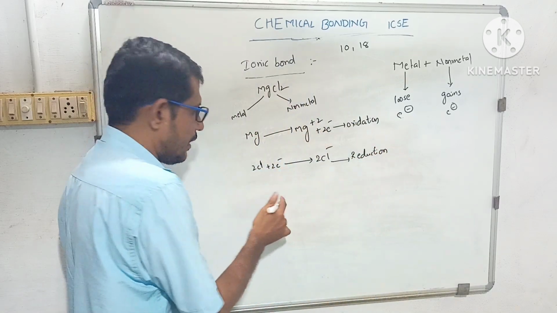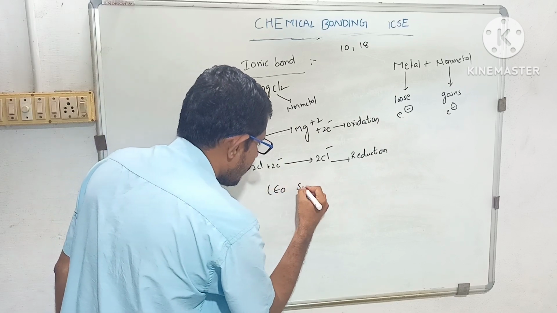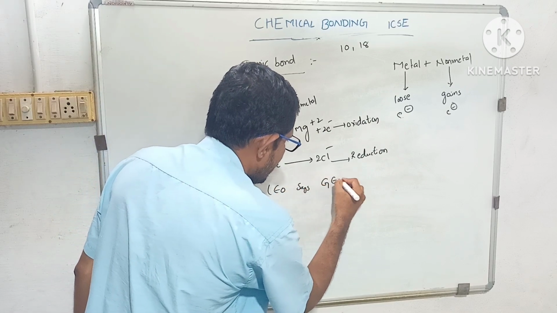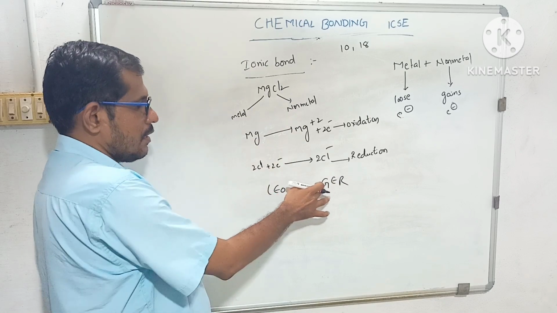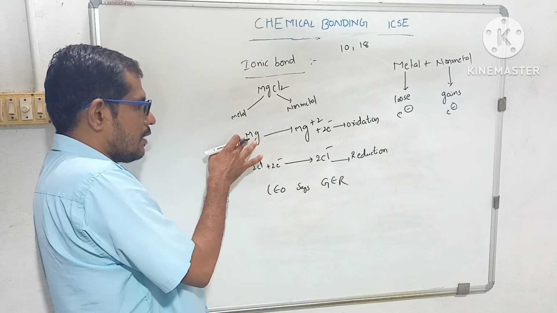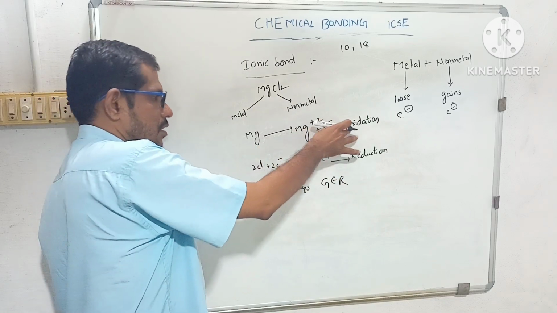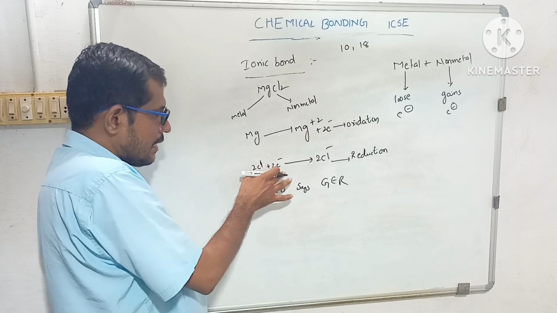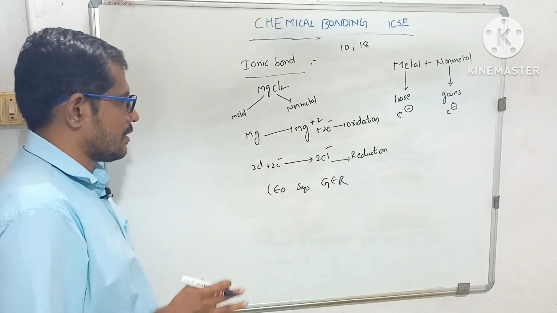I am writing again here. LEO says GER, right? Loss of electron is oxidation, gain of electron is reduction. Here Mg is losing its electrons, so it is an oxidation reaction. Here chlorine is gaining electrons, so it is a reduction reaction.